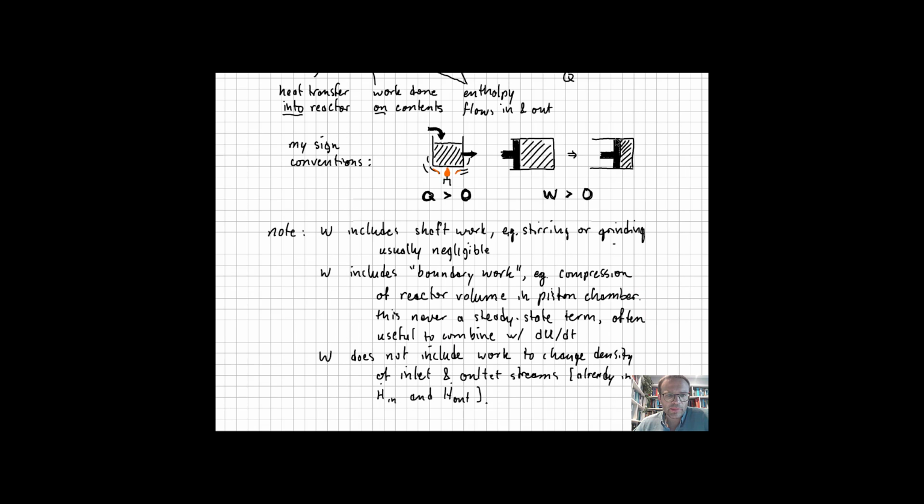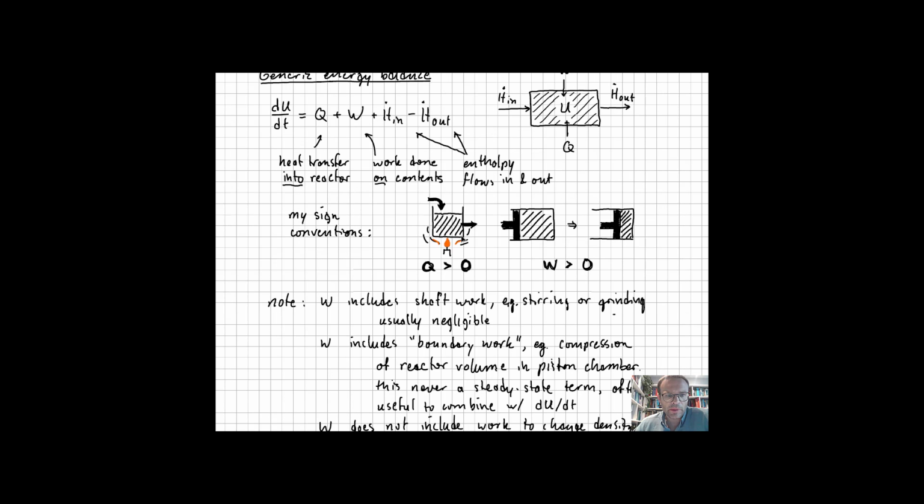So I want to talk a little bit about sign conventions here. When you look at this equation, it's important to keep in mind what each of these terms means and not mix up the signs. Okay, so if you have heat being added to the reactor as depicted here, a little flame below our reactor pot, this is going to give you a Q term that's greater than 0. If you have compression of the contents of the reactor, for example, this is work being done on the contents of the reactor, and it's going to give you a work contribution that's larger than 0.